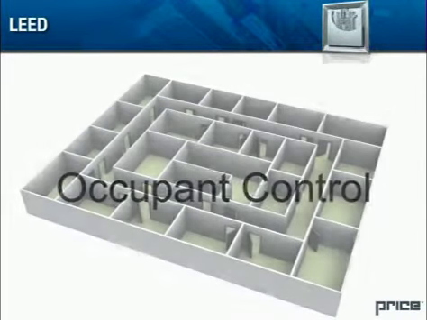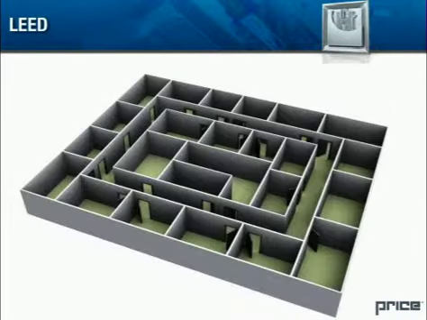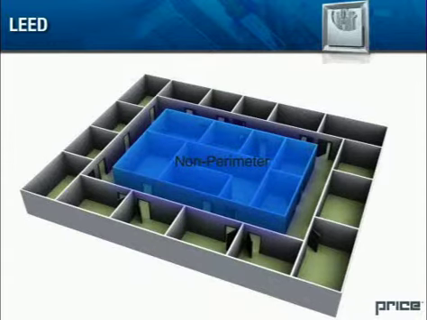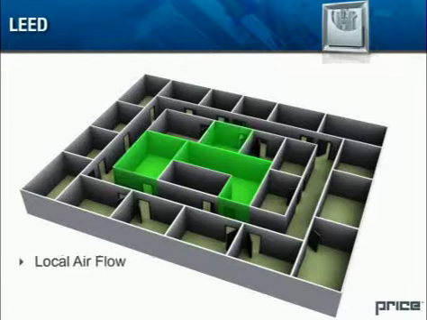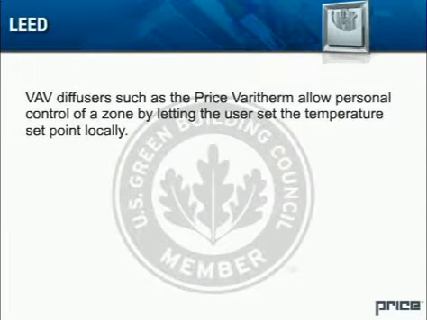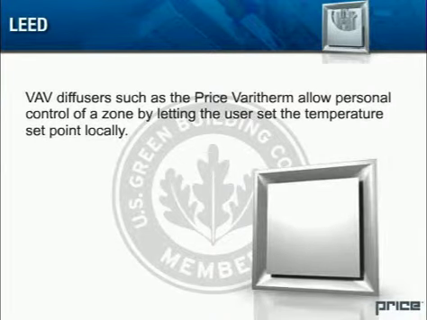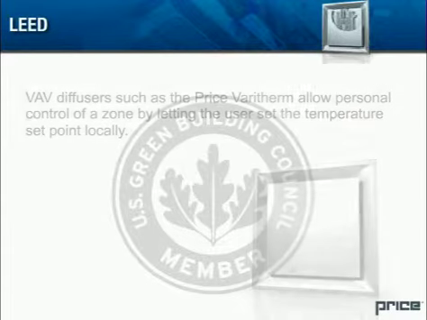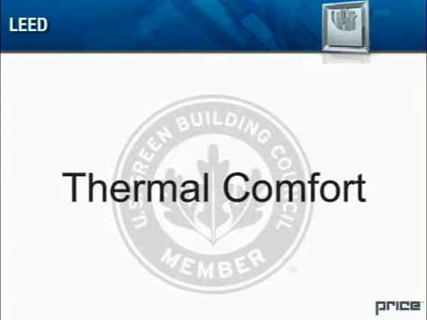Occupant control. In order to qualify for this credit, 50% of occupants in non-perimeter spaces must have individual control over the local airflow, temperature, and lighting. VAV diffusers such as the Price Varitherm allow personal control of a zone by letting the user set the temperature set point locally.